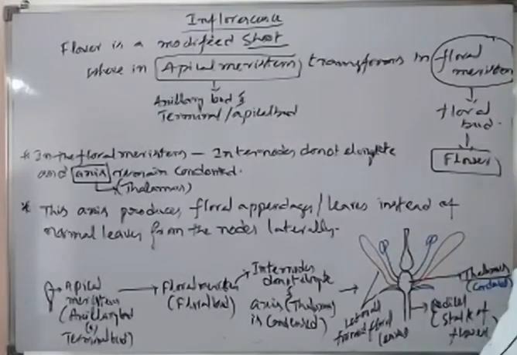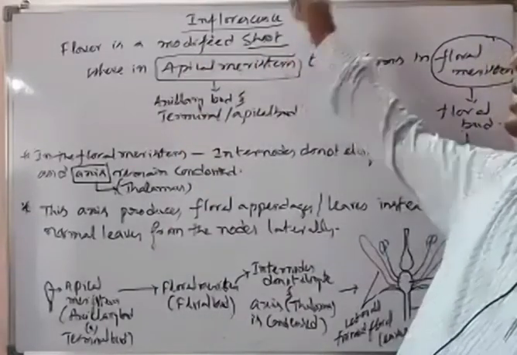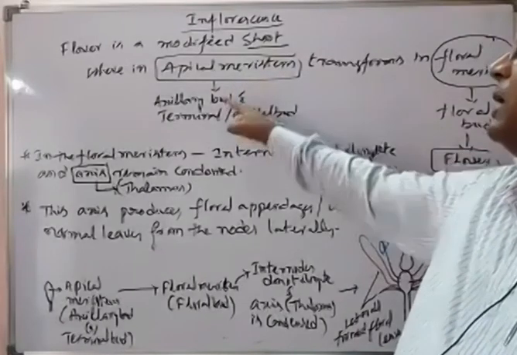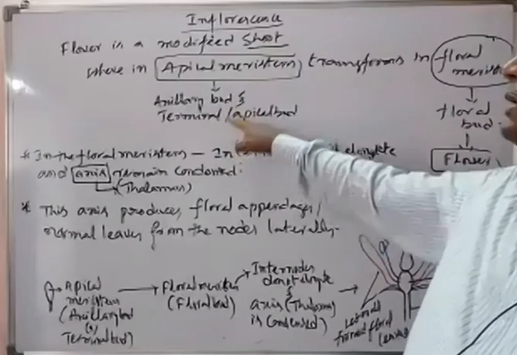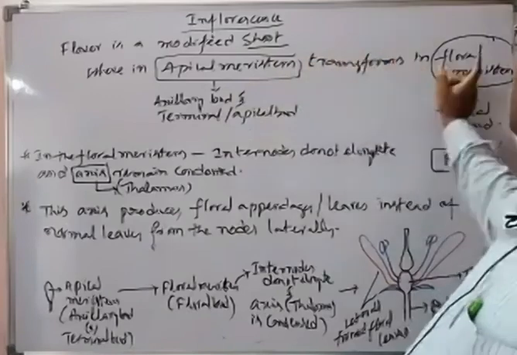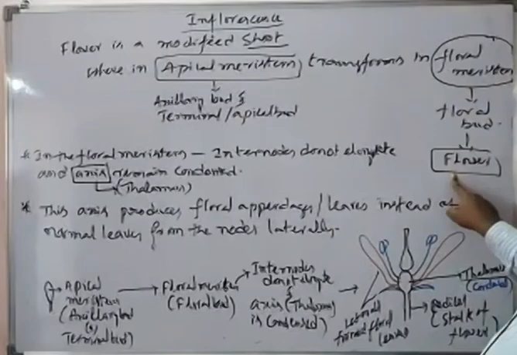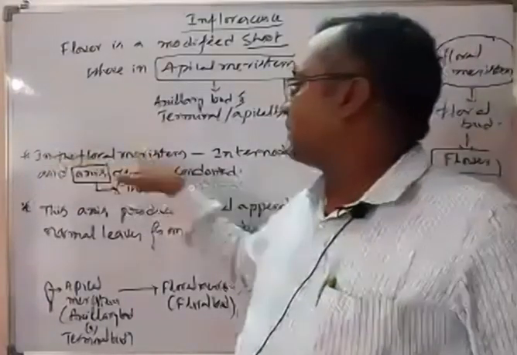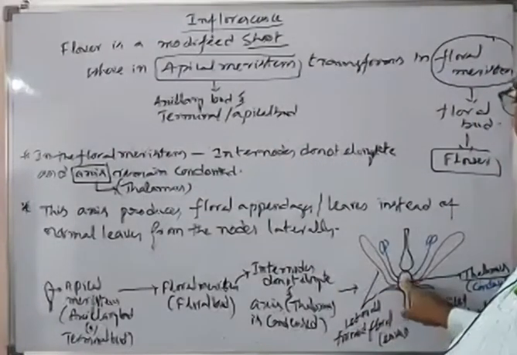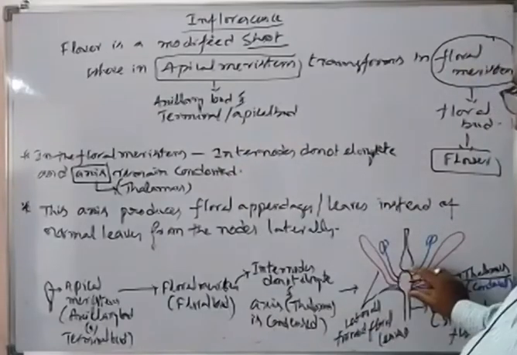Again I am repeating. Please listen to me carefully here. I said flower is a modified shoot. Here, apical meristem. Apical meristem means axillary bud or terminal bud. Axillary bud or terminal bud changes into floral meristem. This floral meristem becomes a flower. How it becomes a flower? In the floral meristem, internodes do not elongate. Floral meristem means this. Internodes do not elongate. Axis remains condensed. Axis means thalamus.